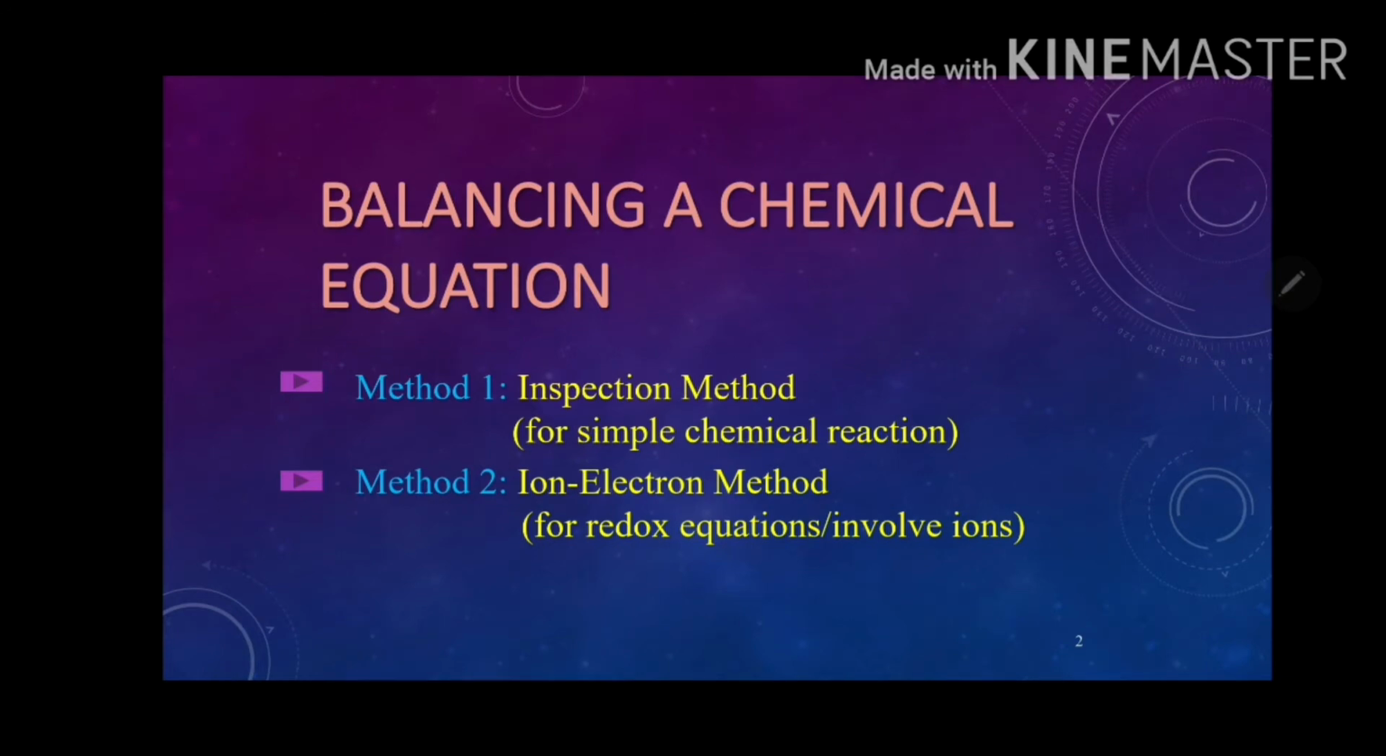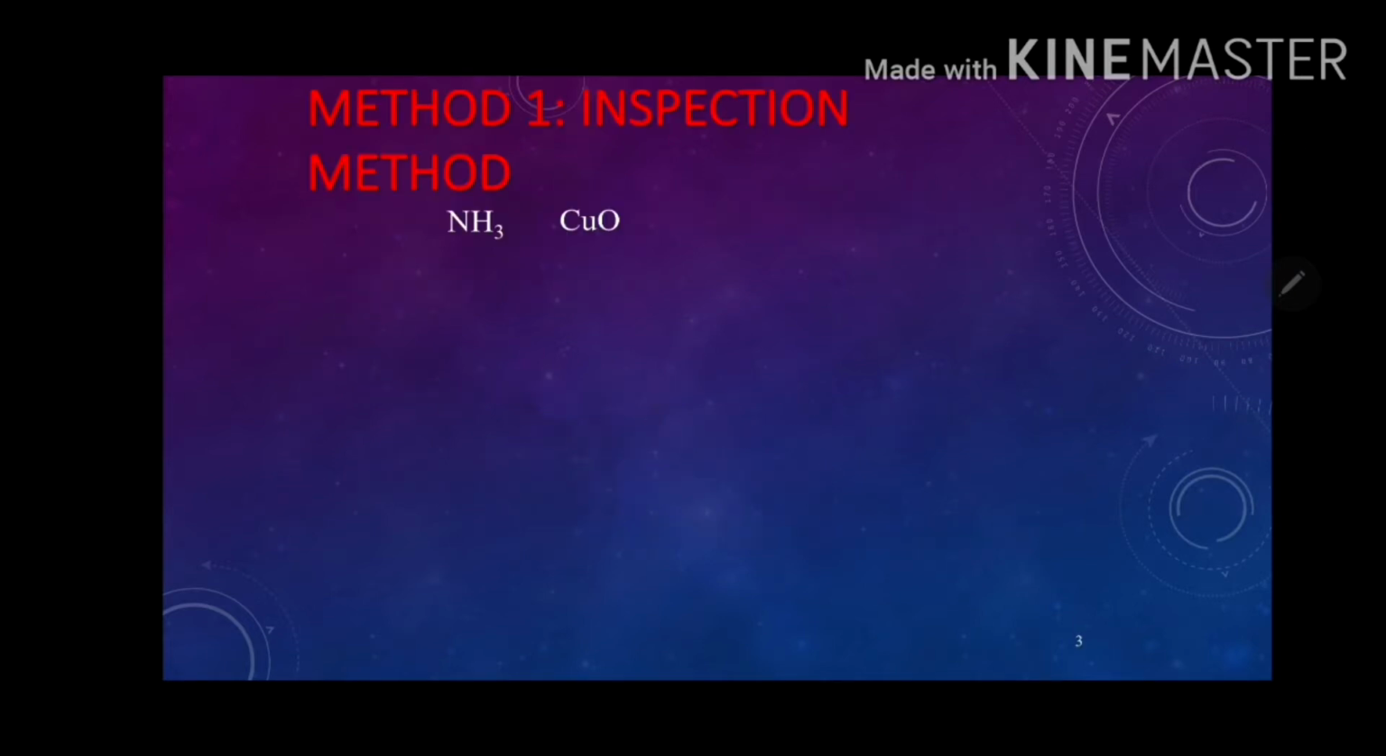In balancing a chemical equation, there are two methods. Method 1 is by inspection method. This method is used for a simple chemical reaction. Method 2 is Ion-Electron method, and this method is used for redox equations or for chemical reaction that involve ions. So let's look at method 1, which is inspection method.